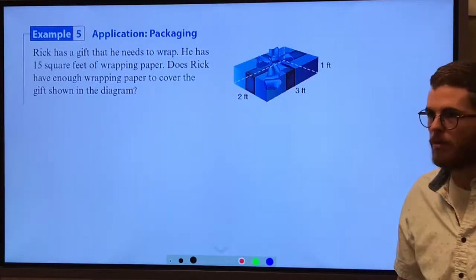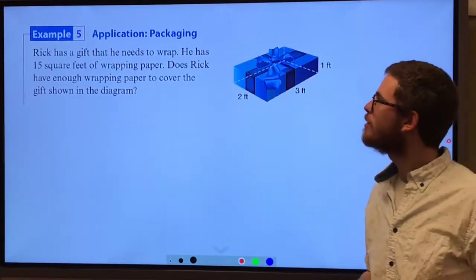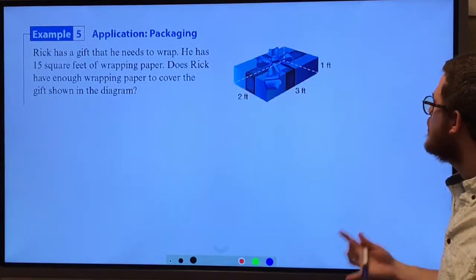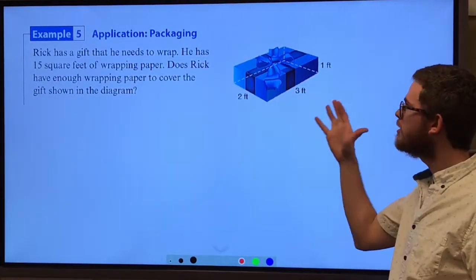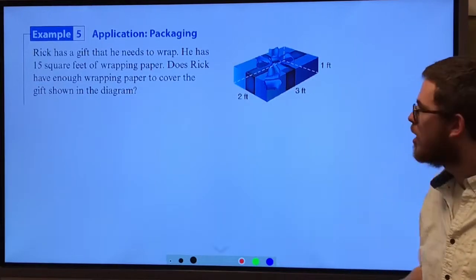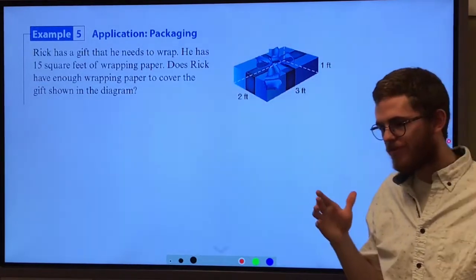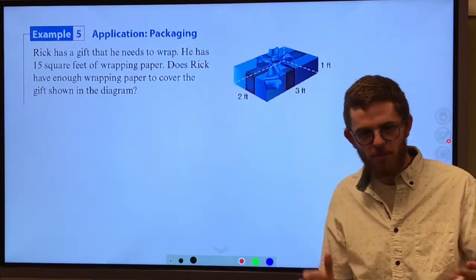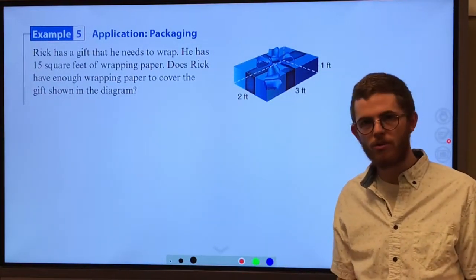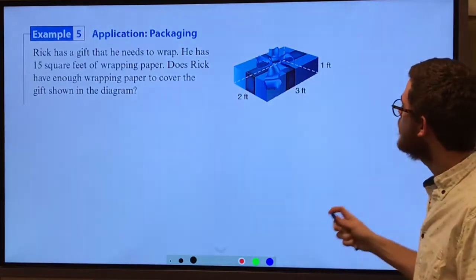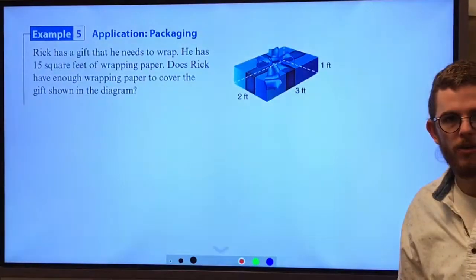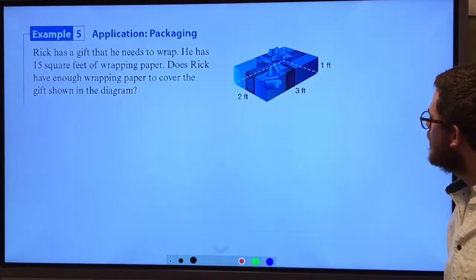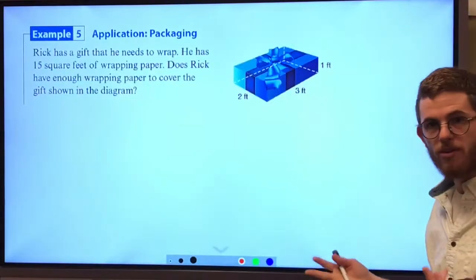Okay, all right. So Rick has a gift he needs to wrap. He has 15 square feet of wrapping paper. Does Rick have enough wrapping paper to actually cover this gift? Well, remember, if we're trying to cover a present, we're trying to cover up the surface area of this present. We need to find the surface area of this box that our gift is in, and we're going to see if he has enough wrapping paper.